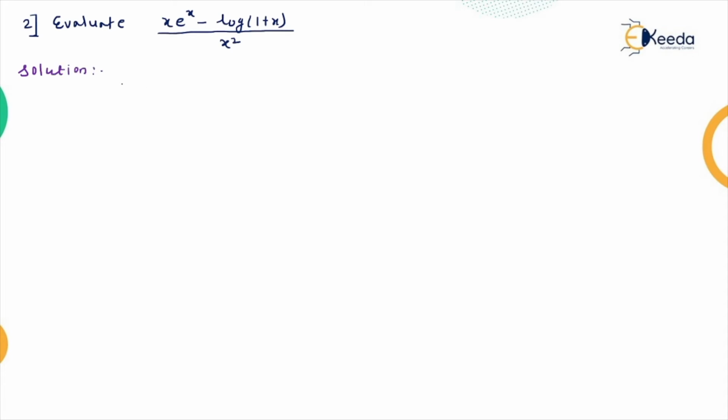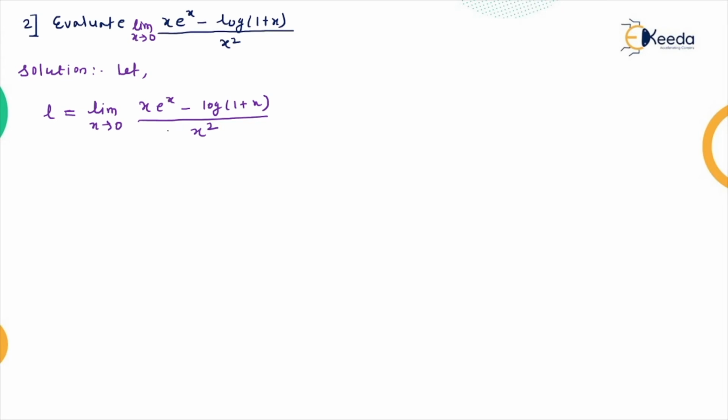So look at this example. Let the given limit be L equals to, guys. I am writing the limit as x tends to 0, guys. So the given limit as it is, limit x tends to 0 of (x into e to the power x minus log of (1 plus x)) divided by x square.